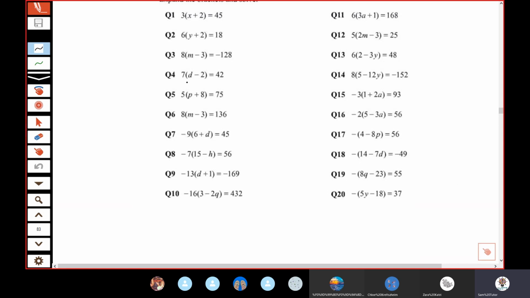We're at this one, we said 5p plus 40 equals 75, and then subtract 40 from both sides. So I get that, and then you divided by 5, which equals 7. Good work.